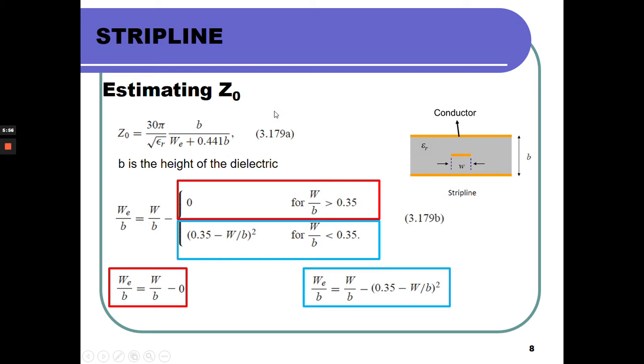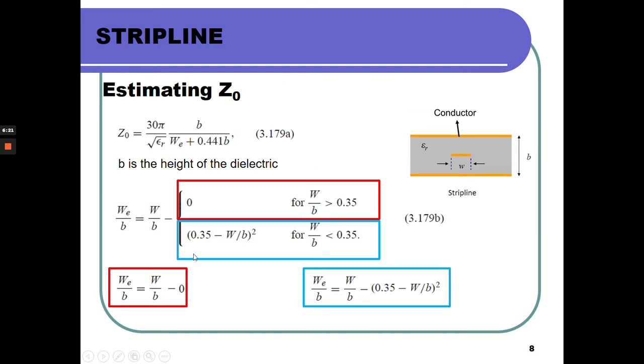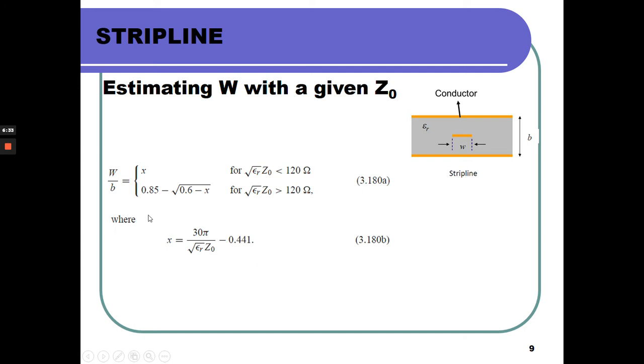Now if Z0 is given, then what will we do? Then we need to estimate W. It's the same thing basically, but remember Z0 is given and ER is known to us. So first we multiply this one and check whether this is 120 or not. If not, then we take this. If it is, then we take this, same as this one. I hope you already understand how to read and fix these equations. Now if W by B is equal to X, then X is equal to this, which is from the book also.